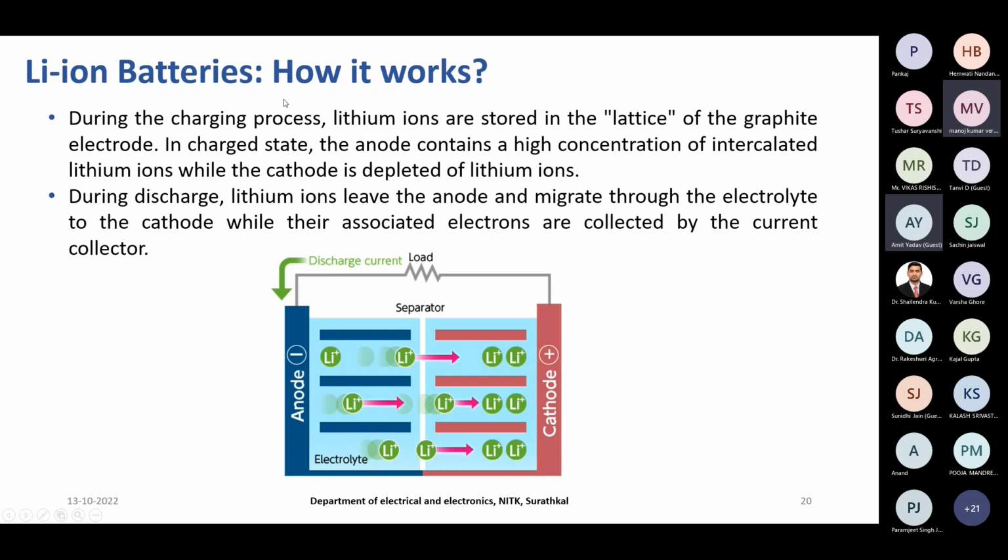So how do lithium ion batteries actually work? We know that it has an anode and a cathode, and we need a separator in between, and the lithium ions move from anode to cathode. During the charging process, all the lithium ions will be stored in the graphite electrode. In the charged state, the anode contains a high concentration of lithium ions, while the cathode is a depleted region. And when discharging, all the ions are transferred from the anode to the cathode. So this is the process.